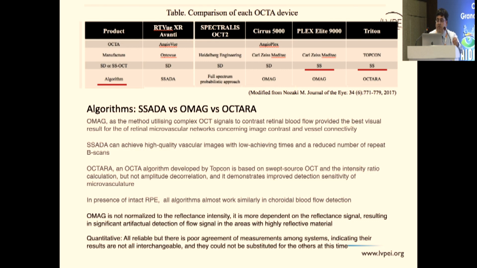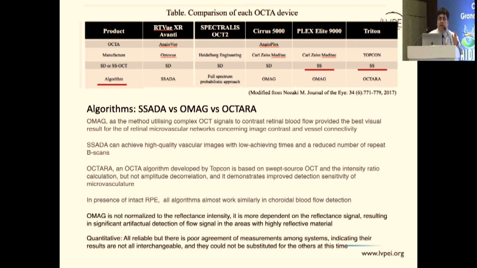The OCTARA, which was developed by Topcon, is a very high resolution scan, and it is best at developing the microvessels in deeper tissue, in terms of choroid. In the presence of intact RPE, all algorithms work almost equally well in choroidal blood flow detection in terms of quantitative analysis. Where there are a lot of high reflectance materials like hard exudates, OMAG can over-diagnose vasculature. So these are small subtle differences between the machines that you have to keep in mind.